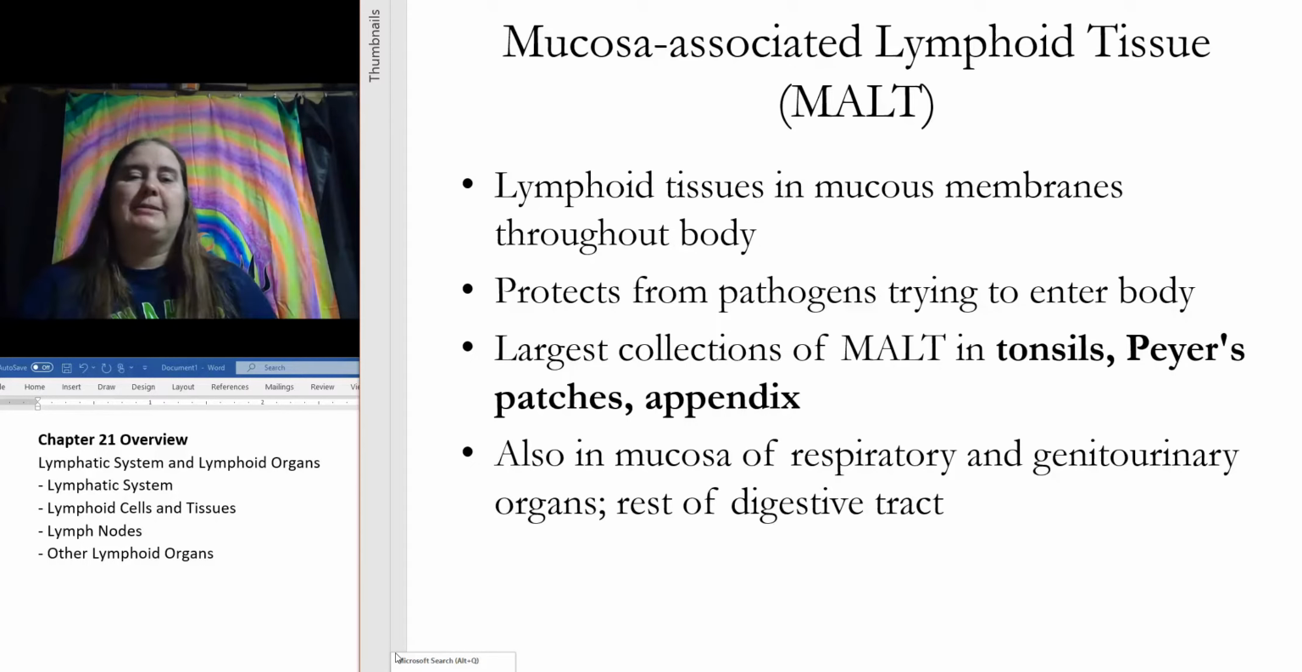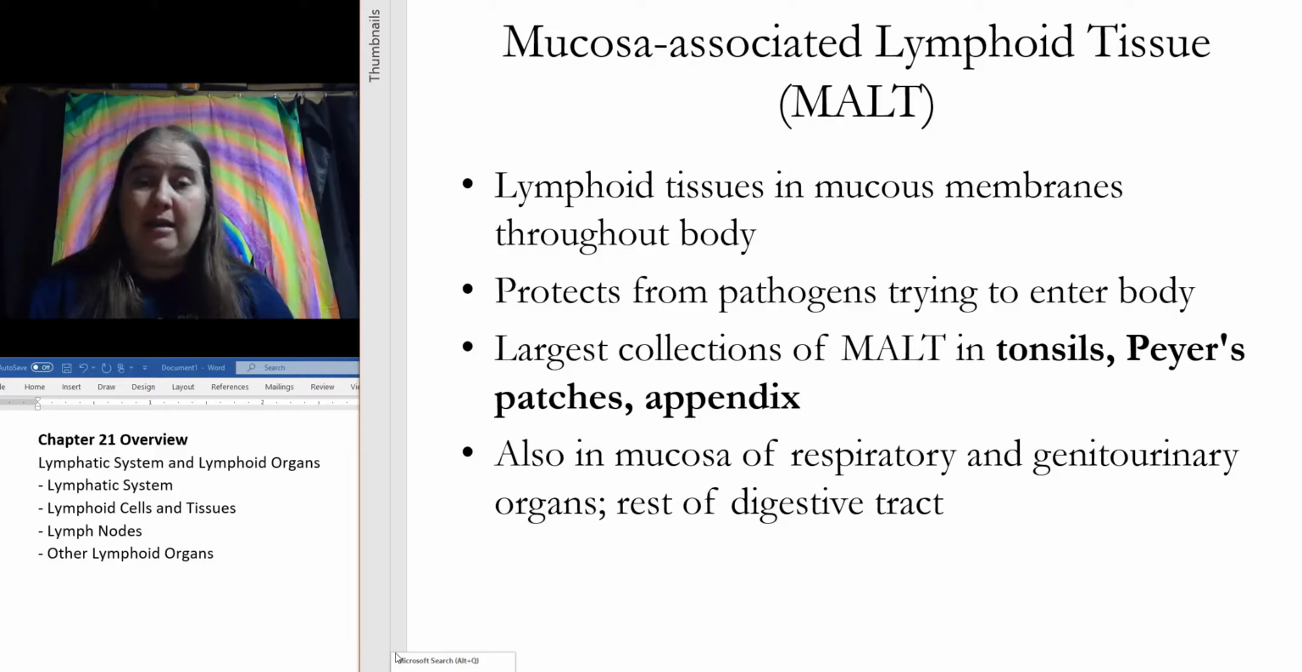So the last few things I want to talk about are something called MALT, which is mucosa-associated lymphoid tissues. You'll find lymphoid tissue in the mucous membranes throughout the body. Again, I alluded to this towards the beginning of the lecture when we talked about diffuse lymphoid tissue and lymphoid follicles. It protects the body from pathogens as they try to enter into the body. And again, you'll have large collections of MALT in the tonsils and your Peyer's patches as well as the appendix. You'll also find MALT in the mucosa of our respiratory and the genitourinary tract or organs, as well as the digestive system.